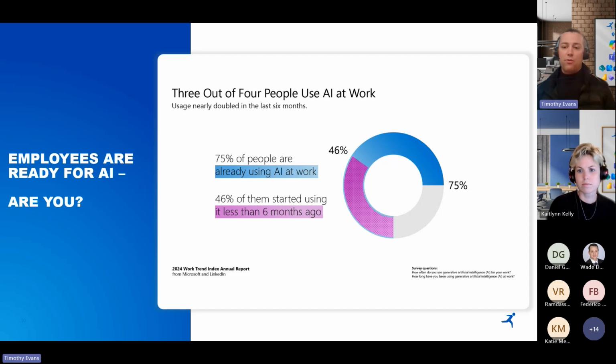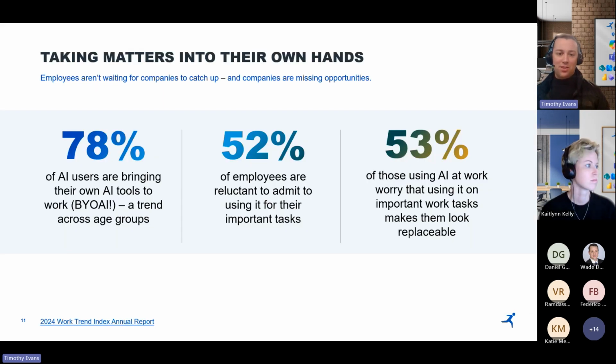So adoption rates for AI are really above and beyond what we've seen with all previous technology. People are taking these tools, adopting them quickly, and they are changing the game. And that's why we are so excited about Microsoft 365 Copilot. But when we look at our next slide here, there is a bit of another side to those statistics.